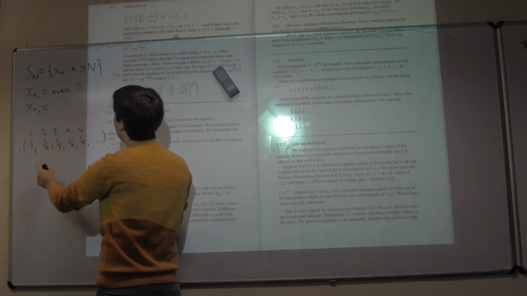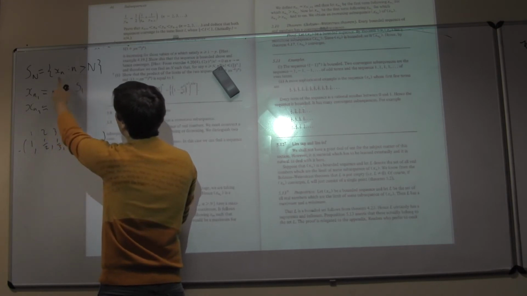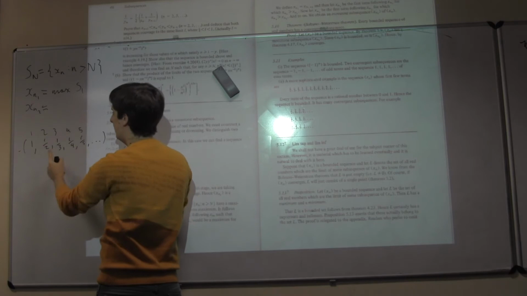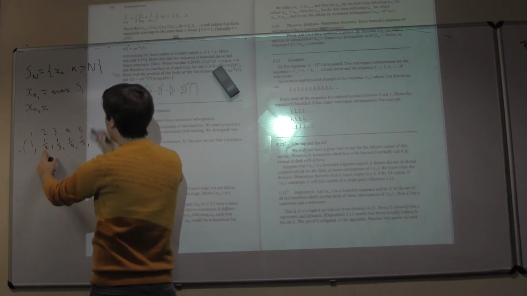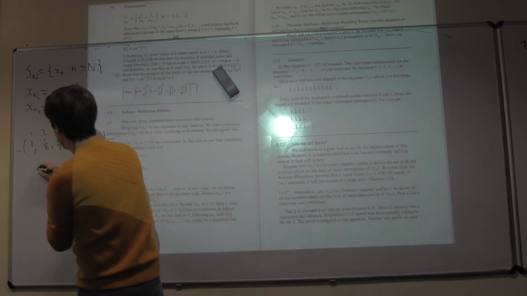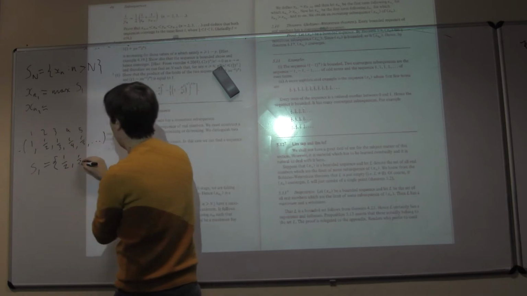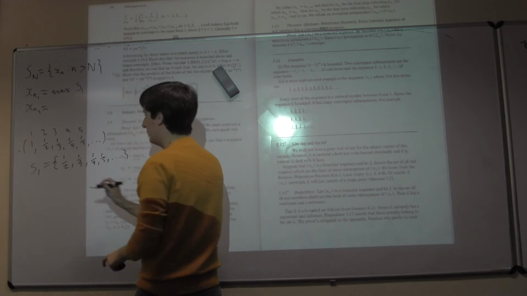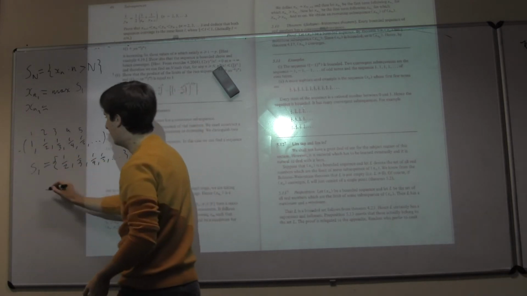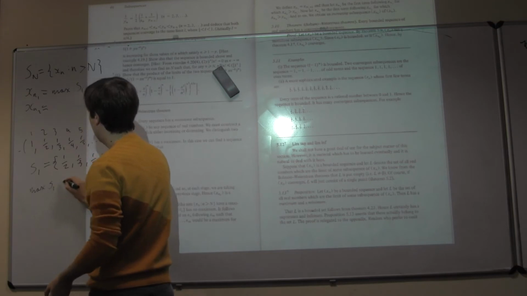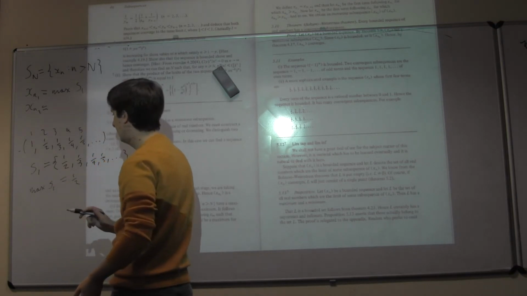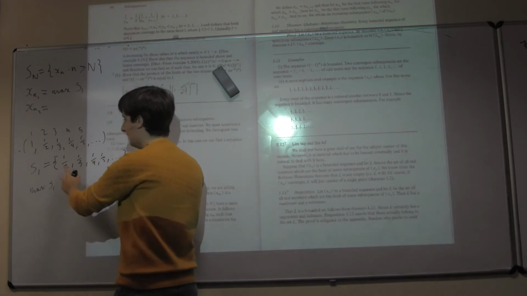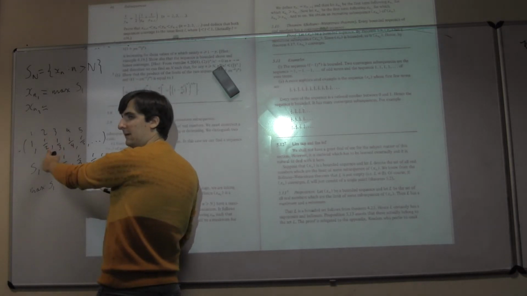So S of 1 is the maximum of all of these elements where n is bigger than 1. S is the set. So S of 1 is this set: a half, a third, a quarter, a fifth, etc. It's all of the elements apart from the first one. The maximum of that set is just equal to a half. So that was a particular element of the sequence.